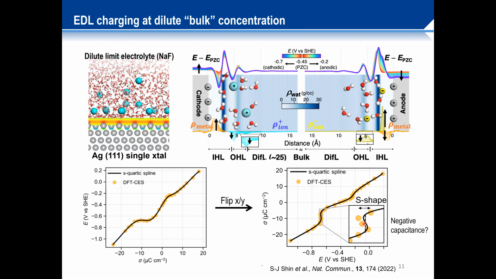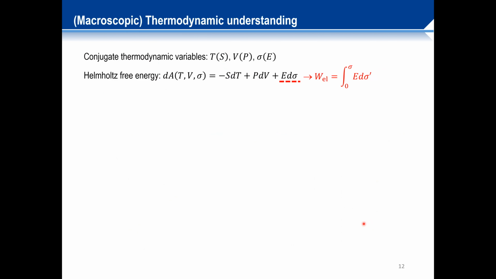So we'd like to understand whether it is an artifact or has some kind of meaning. The final understanding about the peculiar behavior can be obtained from a macroscopic thermodynamic argument. We can write down the total Helmholtz free energy for the interface, including the electronic work, which is E D sigma, usually called QV.